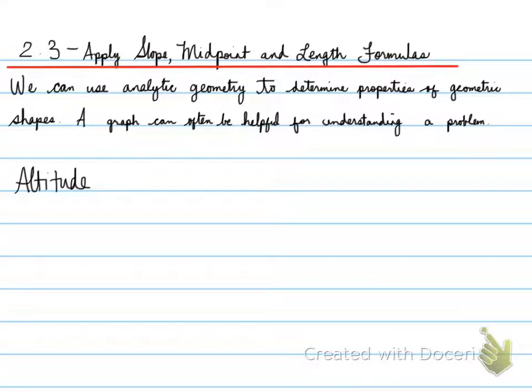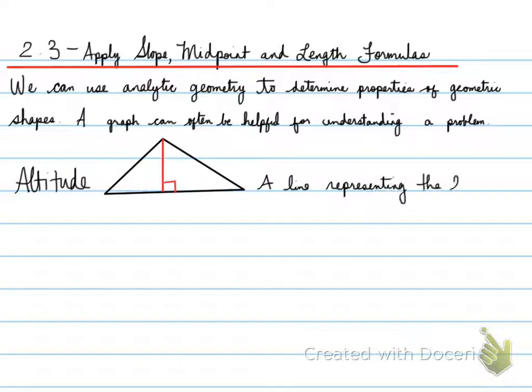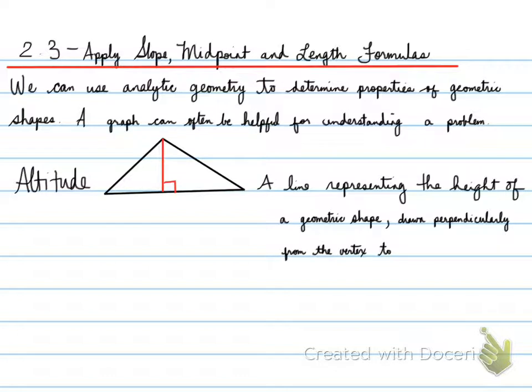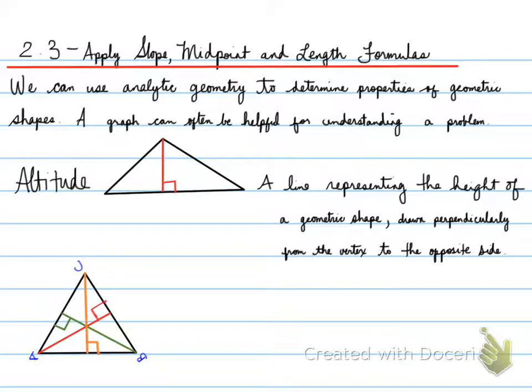Now, some things that are important that we use analytic geometry to solve are lines such as altitude. An altitude is the height of a triangle. It represents the height of a shape, and it doesn't necessarily have to be a triangle, but we usually associate this particularly with triangles. It must be drawn perpendicularly from the vertex to the opposite side.